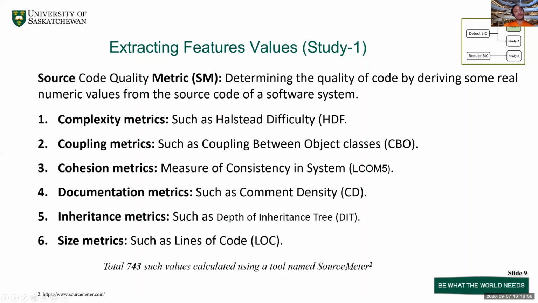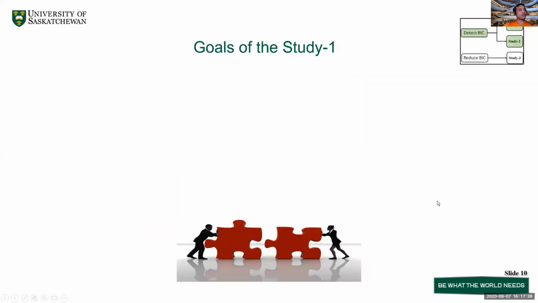That means every commit makes a new revision of the software system, and while doing a commit, we measure how complex the source code of that particular revision was. Similarly, the coupling metrics are extracted, the cohesion metrics are extracted, and the other 3 metrics are extracted, and those 743 values are then used to represent the commits in our dataset.